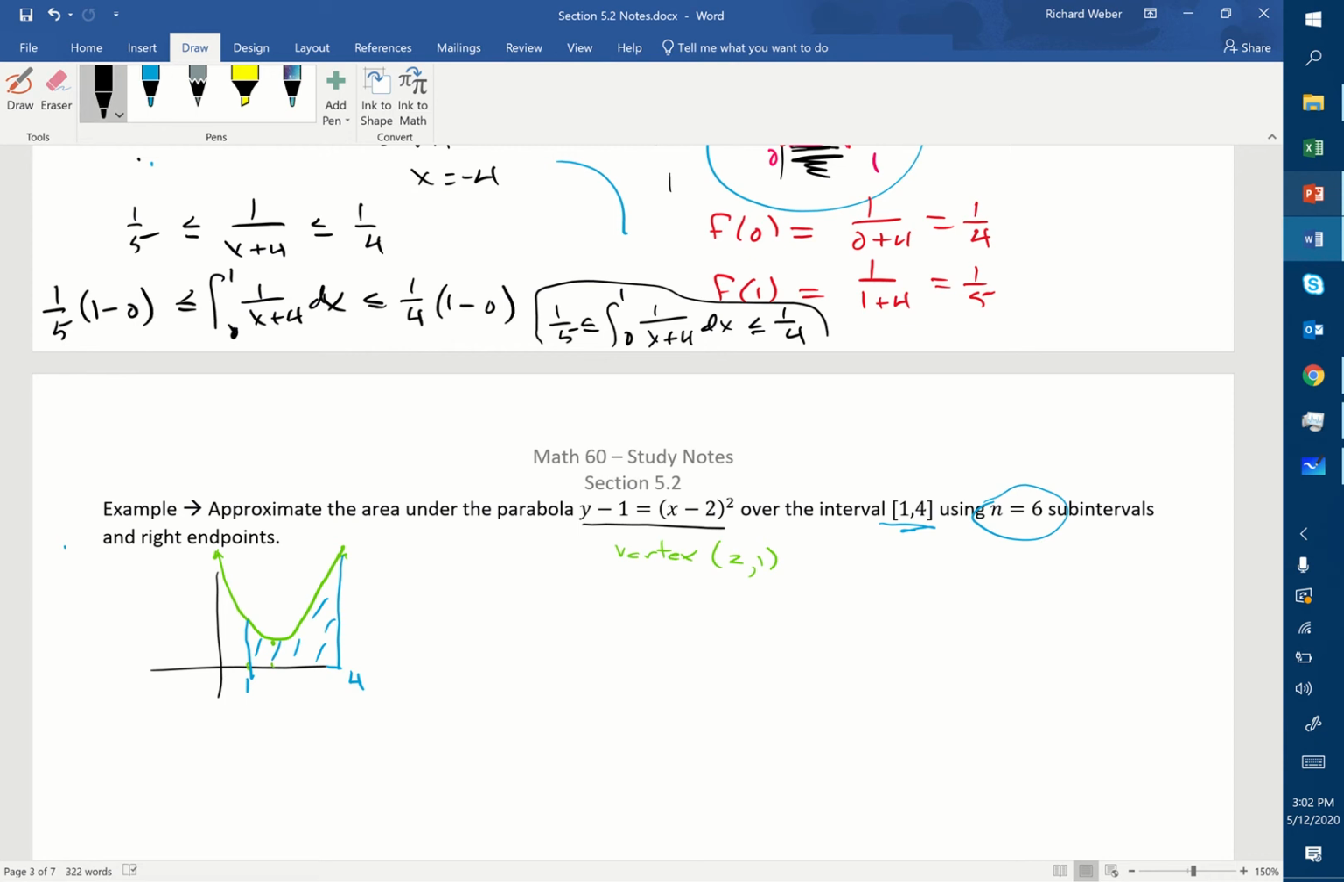Okay. All right, first we're going to estimate it with n equals 6 subintervals. Okay, so the way that goes is you take that number line, which goes from 1 to 4. If you're in a hurry, you might go something like this. Well, delta x is b minus a over n. So for us, it's 4 minus 1 over 6, which looks like it is 1/2, or how about 0.5?